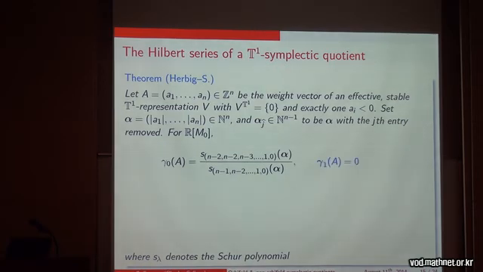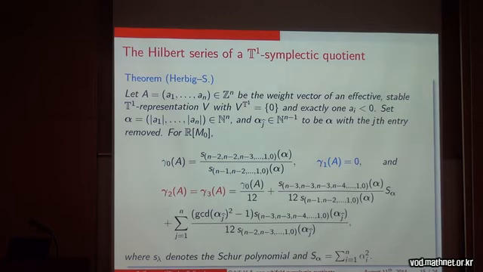Gamma 1 is equal to 0. Gamma 2 and gamma 3 are the same, and you can compute them in terms of the weights. So again, Schur polynomials, so quotients of symmetric polynomials in the weights, and the GCDs of the codimension 1 strata show up in here. So that's what the sum down there is doing.